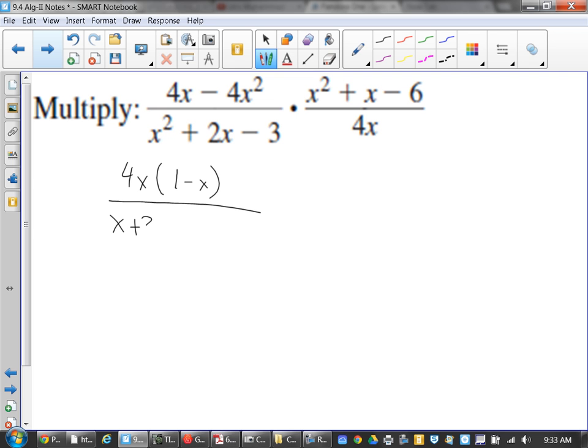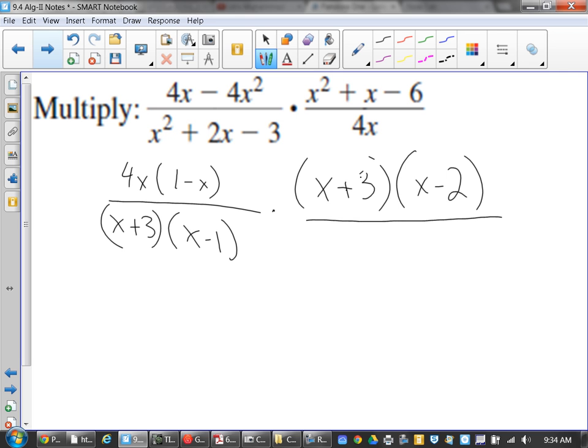x plus 3, x minus 1, x plus 3, x minus 2, and then a 4x. Does it make sense that all I did was just factoring as I'm writing it out? Now, can you cross out the 4x with the 4x now?